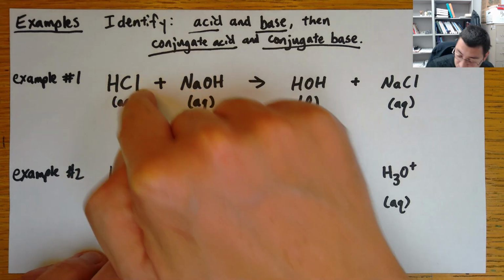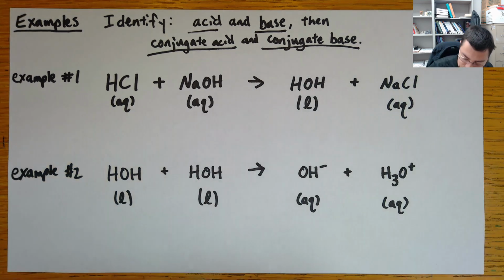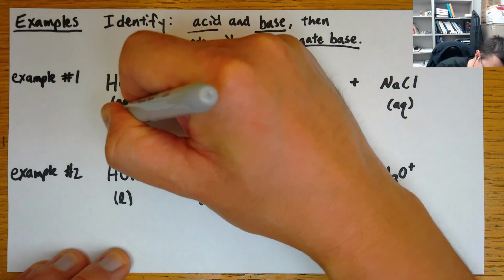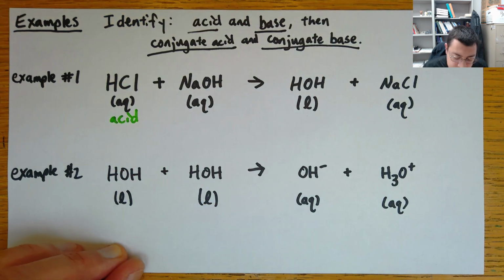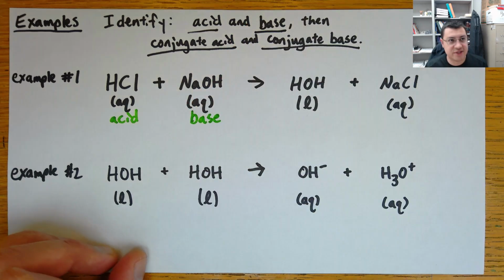Here we have hydrochloric acid. Well, it's in the name, right? So that's your acid. Let's see, let's get a good color here. Acid, okay. All right, this is a hydroxide source, so this is our base.